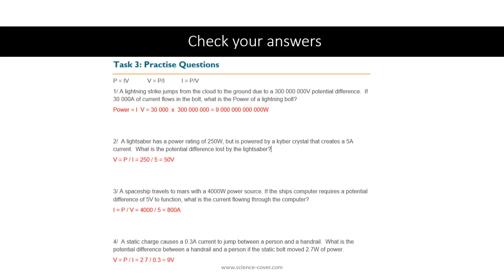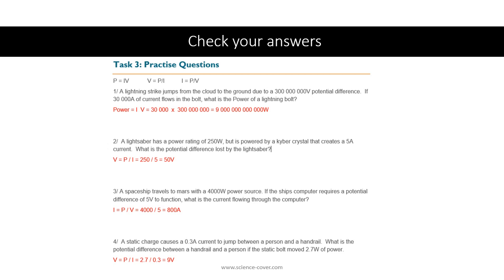Let's check our answers to task 3. Question 1, we have a lightning strike which jumps from the clouds to the ground. It's got 300 million volts and a 30,000 amp current. So the power is the current times the voltage, so that's 30,000 times 300 million, which gives you 9,000 million watts, or 9 billion watts.